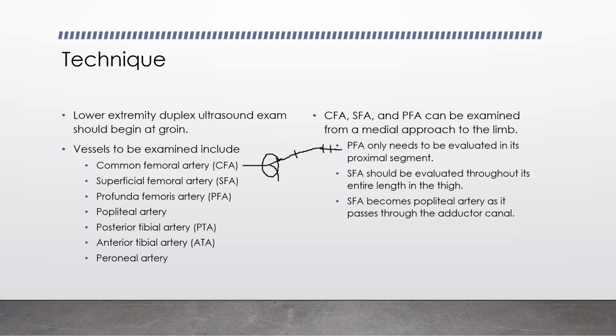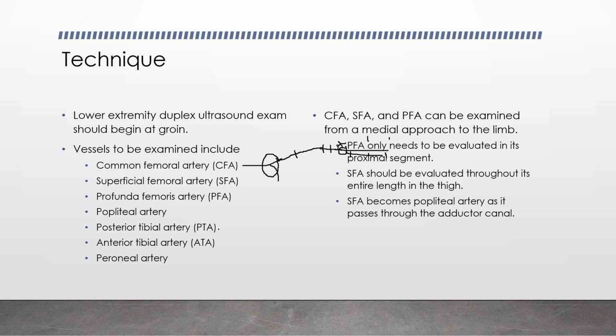tibioperoneal trunk. So your anterior tibial artery is going to pop off of that popliteal artery, and what you're left with here is this tibial peroneal trunk. And that tibial peroneal trunk is then going to divide into your posterior tibs and your peroneal. Now, this is where you're going to have to split up a little bit, because you need to follow that anterior tibial, and you're going to image it proximal, mid, and distal.